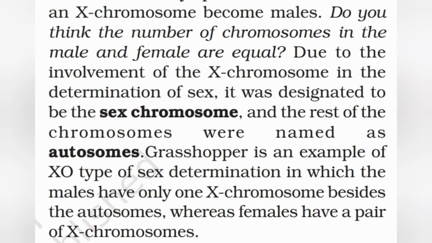Do you think the number of chromosomes in male and female are equal? Due to the involvement of X chromosome in the determination of sex, it was designated to be the sex chromosome, and the rest of the chromosomes were named as autosomes. Grasshopper is an example of XO type of sex determination in which the males have only one X chromosome besides the autosomes, whereas females have a pair of X chromosomes beside the autosomes.